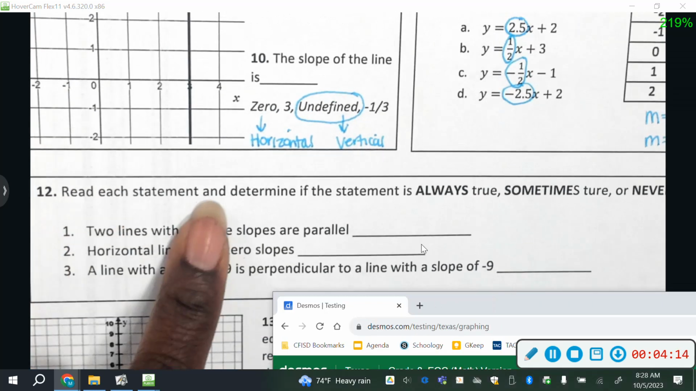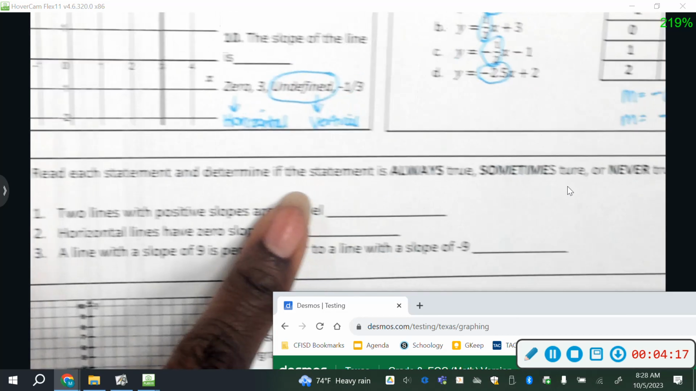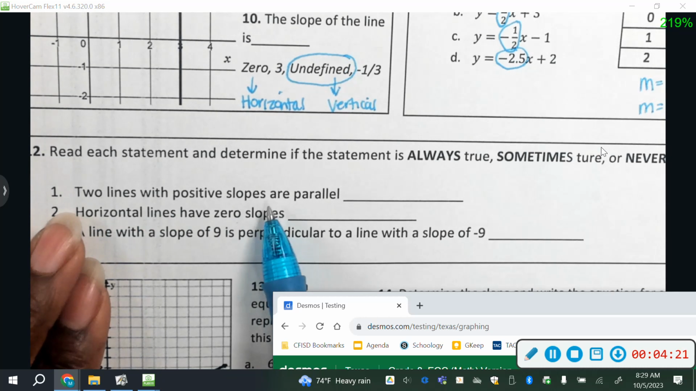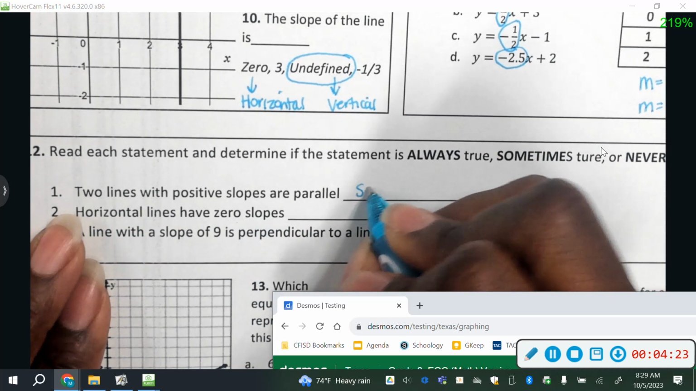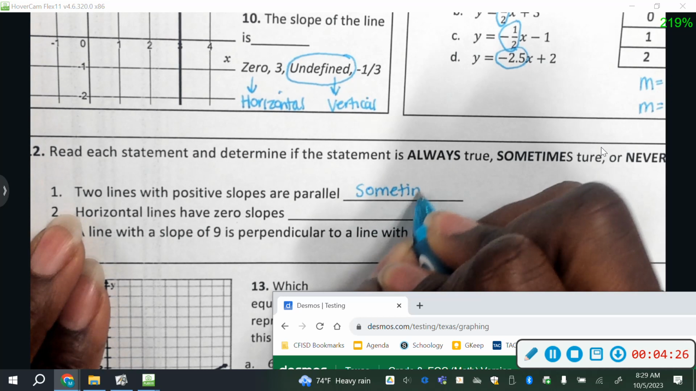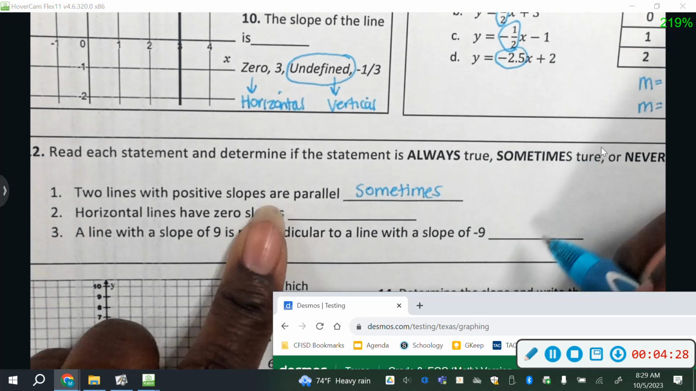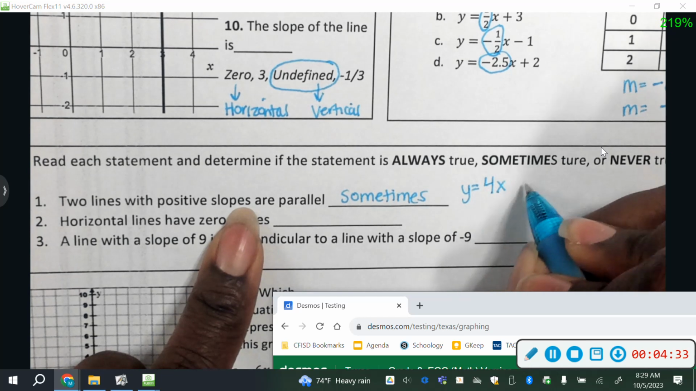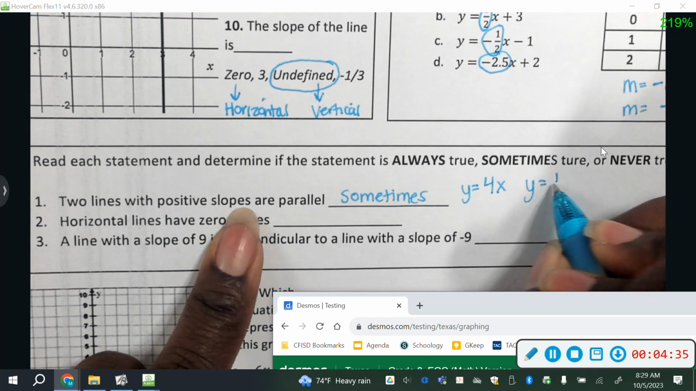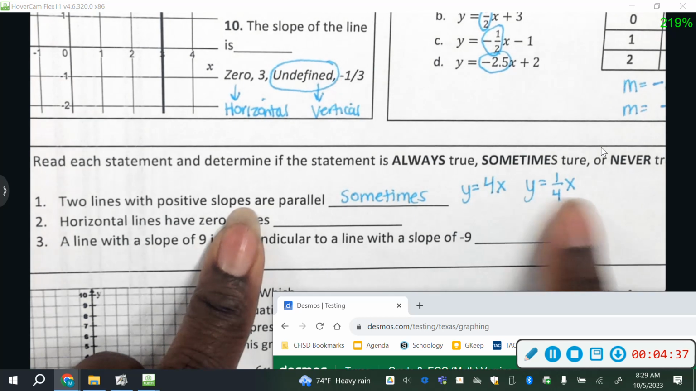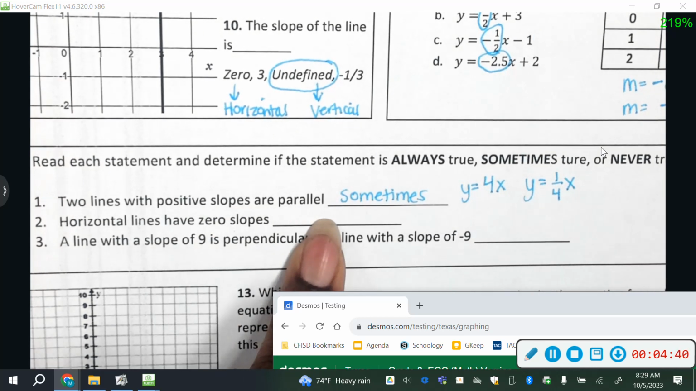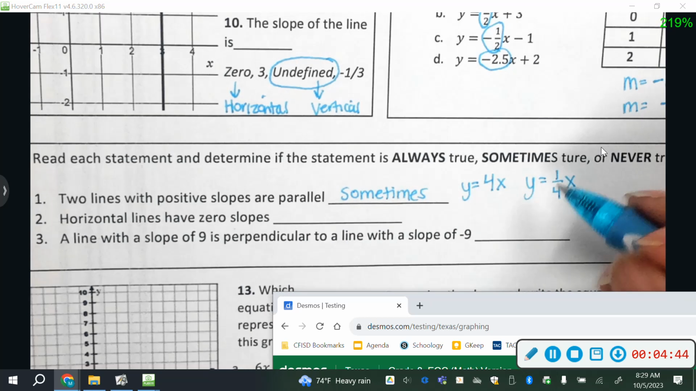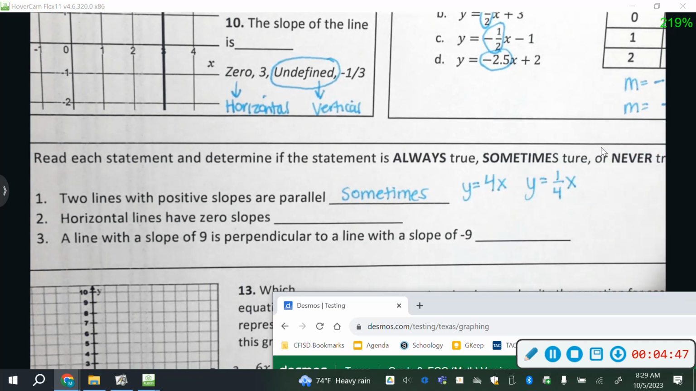Read each statement and determine if the statement is always true, sometimes true, or never true. Two lines with positive slopes are, this should be sometimes parallel. I know we didn't really talk about that, but let me give you an example. Let's say the slope is 4x over here, and this slope is 1 over 4x. Just because they're both positive doesn't mean they're parallel. They have to be the same positive and the same number. All right, so be careful because these two would be neither.